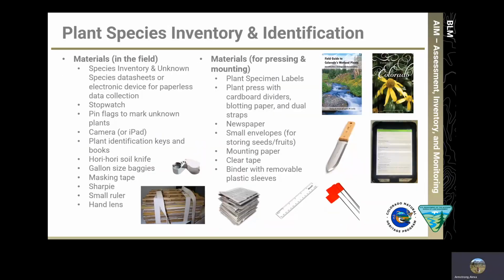It is important to gather the materials needed to successfully complete species inventory. Notable items include the species inventory and unknown species datasheets, or an electronic device such as an iPad with appropriate Survey 123 forms for paperless data collection. It is also helpful to gather field guides, plant keys, and identification resources specific to the region you are sampling.